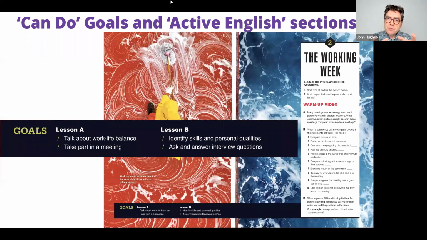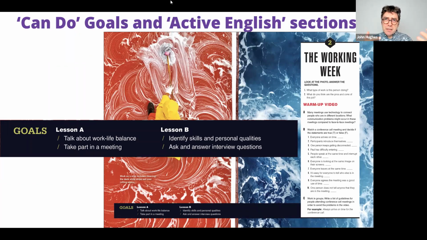There's a big focus on speaking in lesson A in every unit. So we take a functional area of speaking, and in this part it's to take part in a meeting. And then lesson B in this unit is to identify skills and personal qualities, and then to ask and answer interview questions. So students basically go through the process of what it would take to apply for a job. So it's really helping them with their future skills in the context of English.